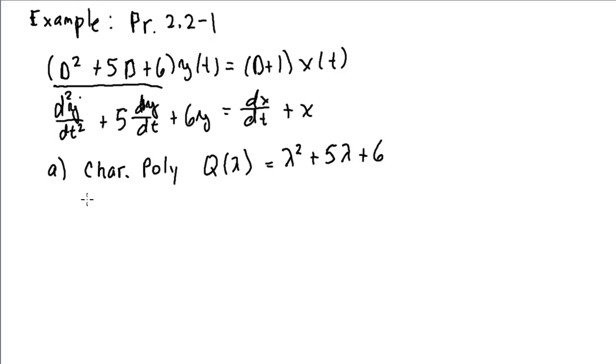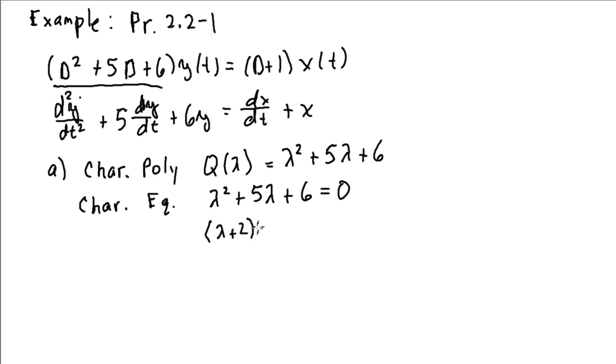The characteristic equation is what results when we just set the characteristic polynomial equal to 0. So it's lambda squared plus 5 lambda plus 6 is equal to 0. That's the characteristic equation. We can factor this quite simply in this case as lambda plus 2 times lambda plus 3 is equal to 0. You can multiply that back out and verify that it gives you the polynomial expression above.